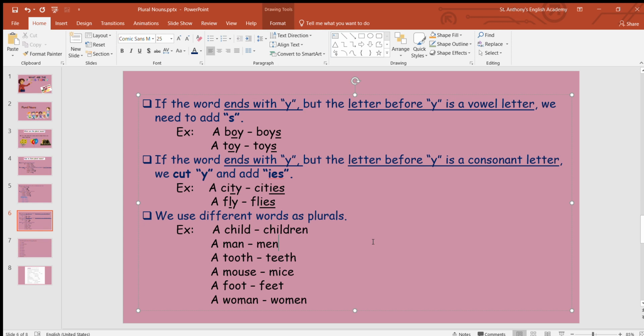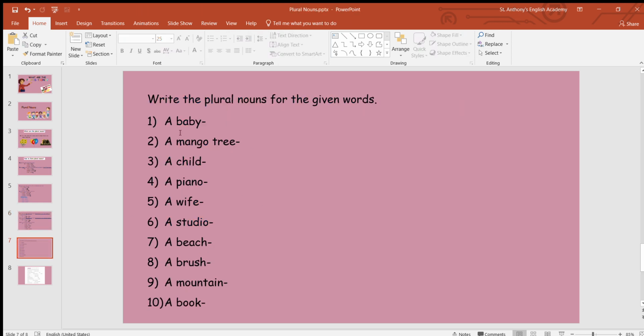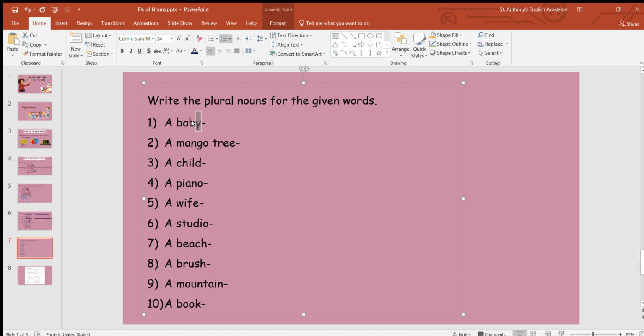I hope you can understand this, right? Now I have one activity. Write the plural nouns for the given words. There are 10 words. You need to write down this question in your grammar book and please write the answers for that. For an example, I'm going to do this first one. A baby. Now you need to see what is the last letter. Last letter is what? It is Y. Now check what is the letter before Y. The letter before Y is B. So what is the answer? It should be babies, right? IES, because the letter before Y is not a vowel letter. So likewise you need to do this activity.